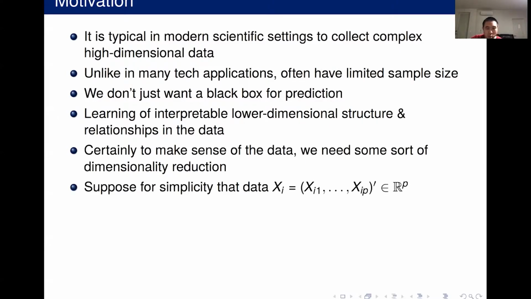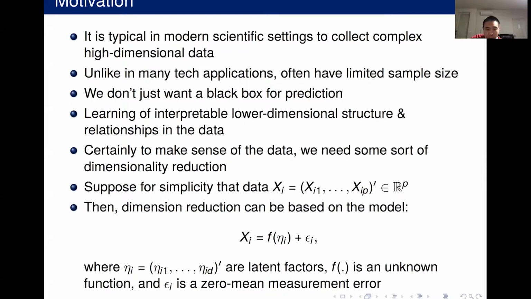For simplicity, we assume we have IID samples x_i, where this x_i is living in a p-dimensional Euclidean space. This p can be huge. Then the dimension reduction method can be based on the model x_i is equal to f of eta_i plus epsilon_i, where this eta_i is called the latent factor, and we assume the dimension of the latent factor is small d, much smaller than the ambient space dimension p. f is some unknown function we want to learn, and epsilon_i is the zero mean measurement error. We always assume this epsilon_i follows a Gaussian distribution with zero mean.